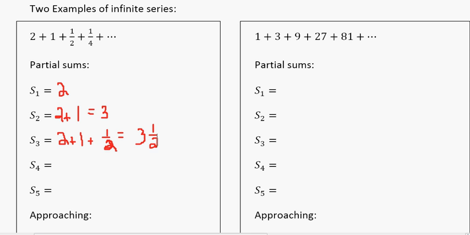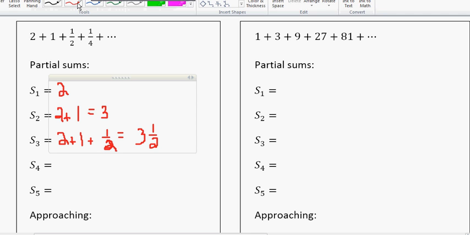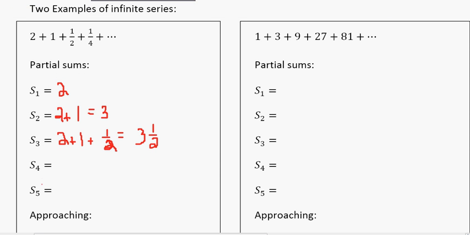Okay, then when we're asked for the S sub 4, we're asked for the sum of the first four terms. So it's 2 plus 1 plus 1/2 plus 1/4. Okay, 1/2 and 1/4 is 3/4. So that's 3 3/4.